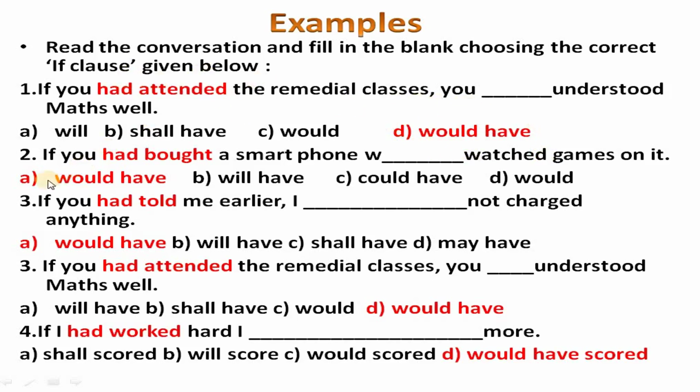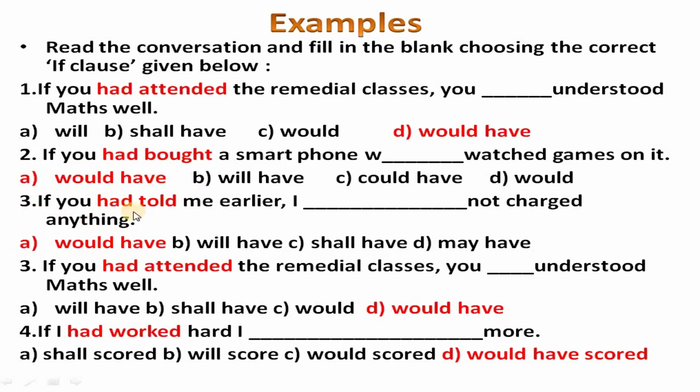And the second one, if you had bought a smartphone, we dash watched games on it. So here also had bought is there, that's why would have is compulsory. It is very easy. Had is there means would have; hadn't bought is there means wouldn't have. So negative is there, negative; positive is there, past.